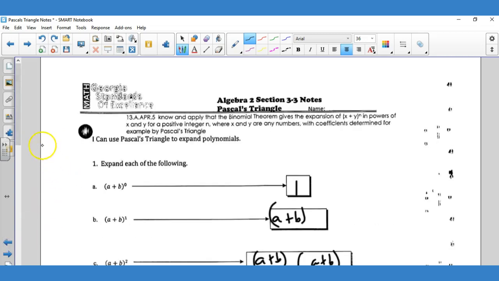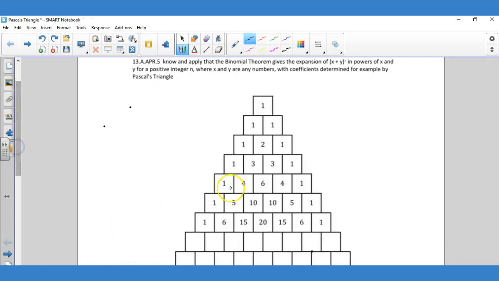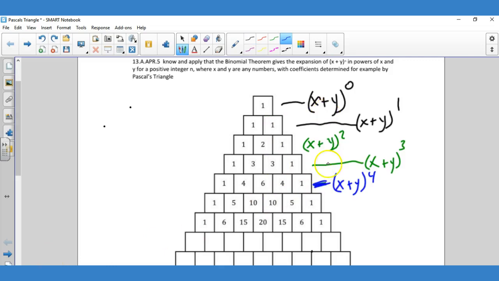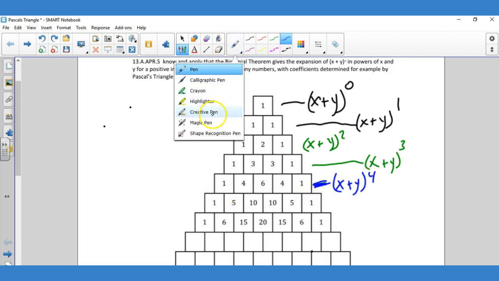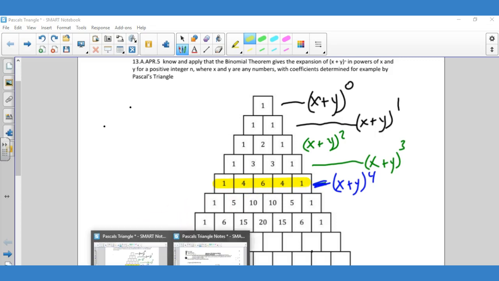So if we go back to our triangle, matter of fact, let me go to the triangle we used in class today. If I label my rows, you see right here where it says x plus y to the 4th. Remember, start with the 0. This row is the 1st, x plus y to the 1st, x plus y squared, x plus y to the 3rd. This is x plus y to the 4th. So we're going to use these coefficients for our polynomial: 1, 4, 6, 4, 1. We're going to use these. So let me show you how to do this vertical method.